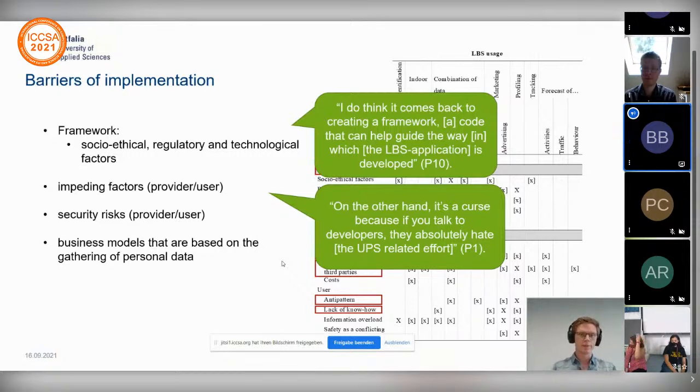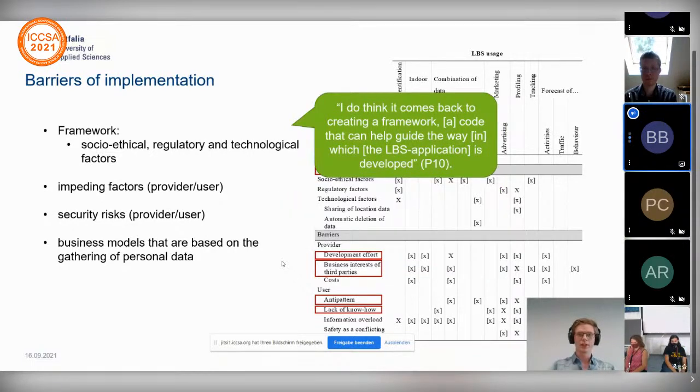Also, security risks became apparent, especially on the provider side and also on the user side. I will continue with this one later, but the main topic of some factors are the business models that are based on the gathering of personal data, especially when you look on the right at business interests of third parties, because they're not so interested in making LBS more usable. They want to gain as much data as possible. On the user side, anti-patterns and the lack of knowledge were the barriers related to UPS and LBS.